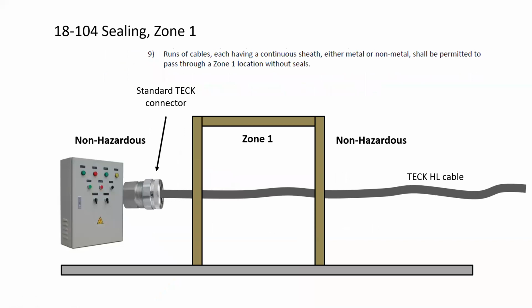Subrule 9 indicates runs of cable with a continuous sheath, either metal or non-metal, shall be permitted to pass all the way through a zone 1 location without seals. And that's a standard TECK connector, and that kind of makes sense. How's gas going to get in there, right? It can't, so no seals required.